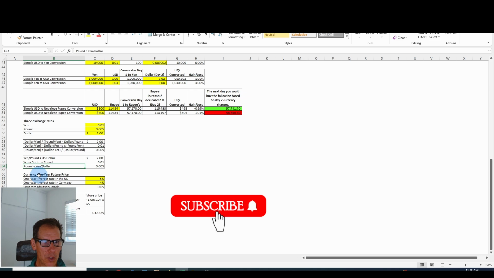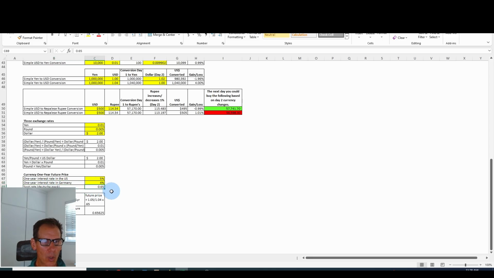Currency 1 year future price. Okay, 1 year interest rate is 5%. 1 year interest rate in Germany, 4%. The spot rate in Deutsche Marks, 0.65. Future price divided by spot price equals 1 year US Treasury divided by 1 year German rate. 1.05 divided by 1.04 times 0.65. 1 year German Deutschmark future price. There you go. You're going, what are you talking about?